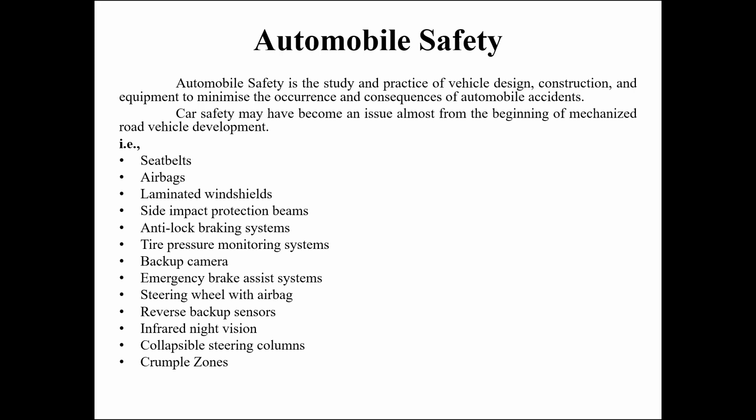A few examples are seat belts, which limit the forward motion of the occupant, stretch to slow down the occupant's deceleration in a crash and prevent occupants from being ejected from the vehicle. Some of the vehicle spare parts are airbags, laminated windshields, side impact protection beams, anti-lock braking system, tire pressure monitoring systems, backup camera, emergency brake assistance systems, steering wheel with airbag, reverse backup sensors, infrared night vision, collapsible steering columns, and crumple zones.